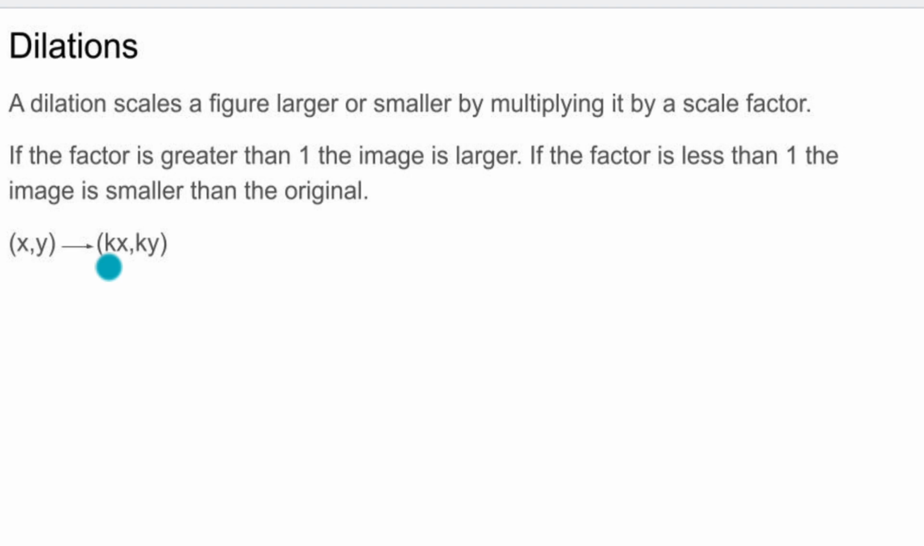So if that factor is greater than 1, like 1.01, 2, 10, 50, the shape gets larger. If the growth factor is less than 1, like 0.99, a half, a third, it gets smaller. So if it gets larger, it's an enlargement. If it gets smaller, it's a reduction.